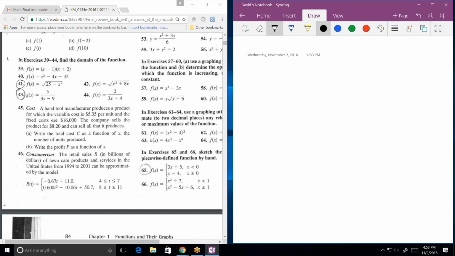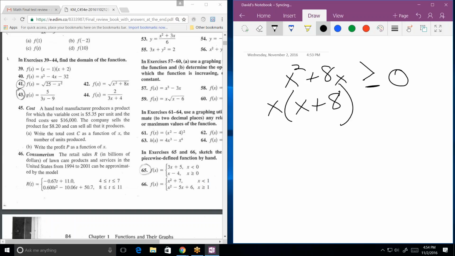So what's the first thing to write? X squared plus 8x is greater than or equal to 0, because you can take the square root of 0. Okay? Now, solving this, what's the first step? Would you take an x out? Yes.